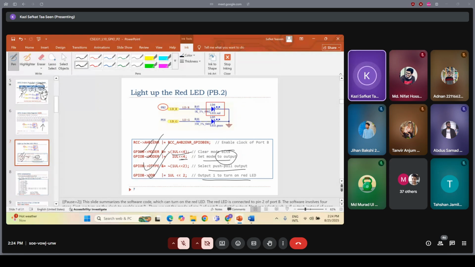Because in this case, you want to light up the LED, you want your output to be 1, right? A high. That's some finite amount of voltage that would allow a current to flow through your LED and light it up. Okay, that's why you want the output to be 1. Any questions regarding this?